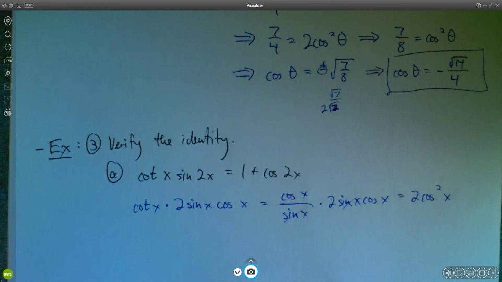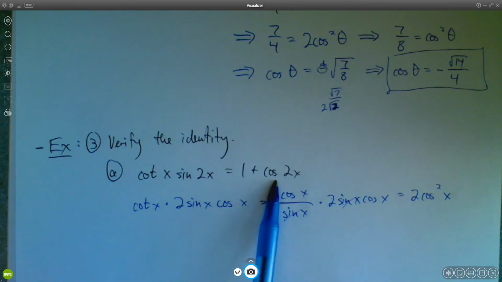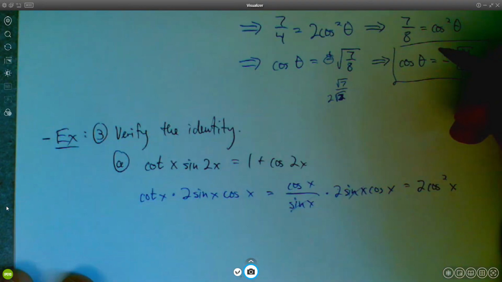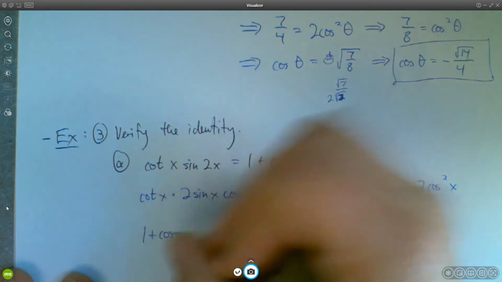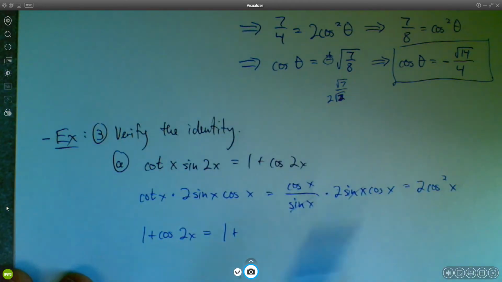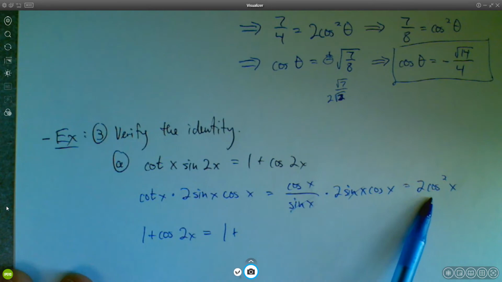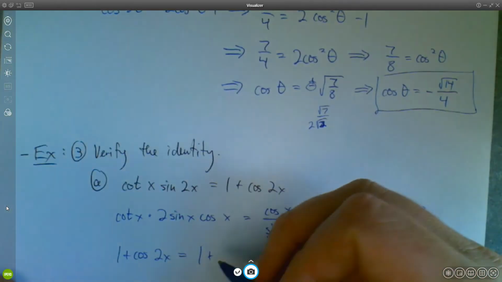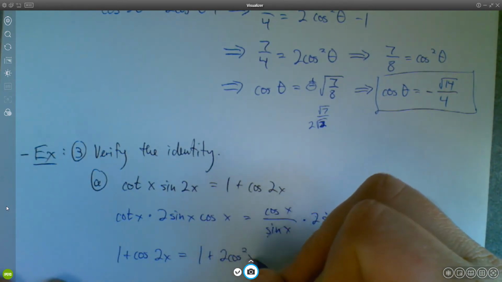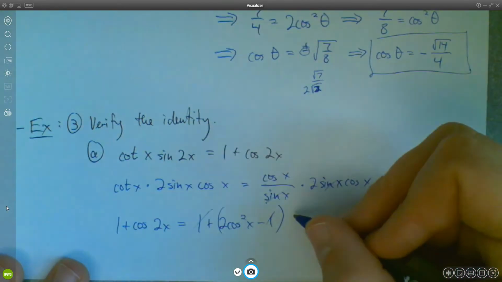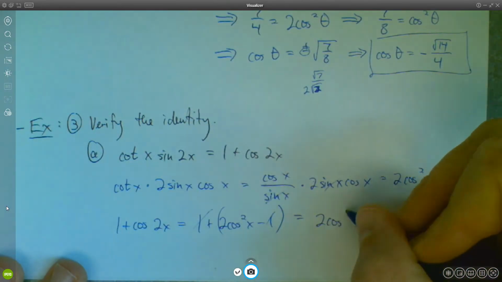Okay. Well, that's not looking like the right-hand side yet, but if I start on the right-hand side, maybe I can meet in the middle. Right? So 1 plus cosine 2x is 1 plus, well, I want to get this to just be something in terms of cosine alone, so I'm going to use my favorite little identity, 2 cosine squared x minus 1. Right? Oh, and then sure enough, the 1's cancel, and you're left with 2 cosine squared x.